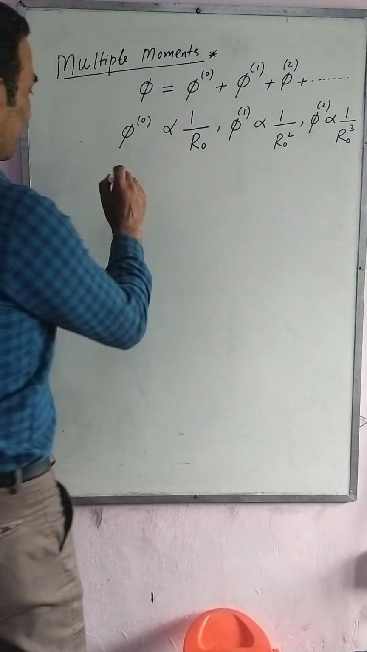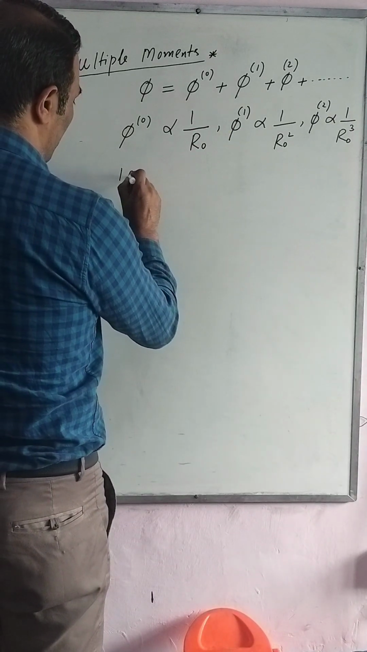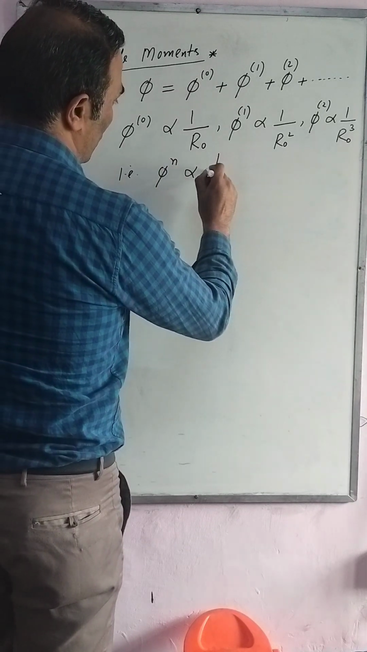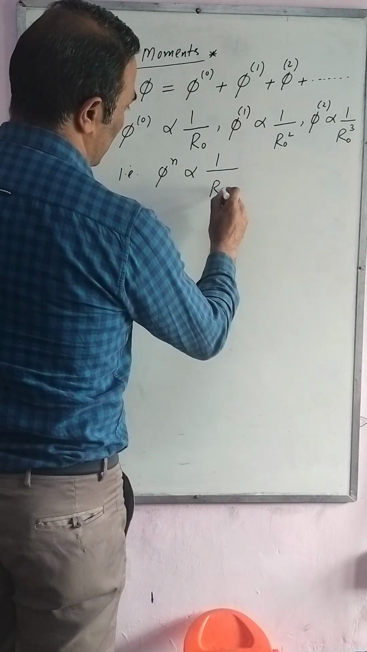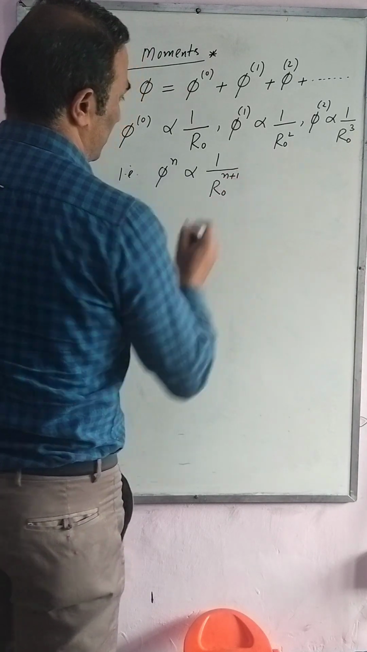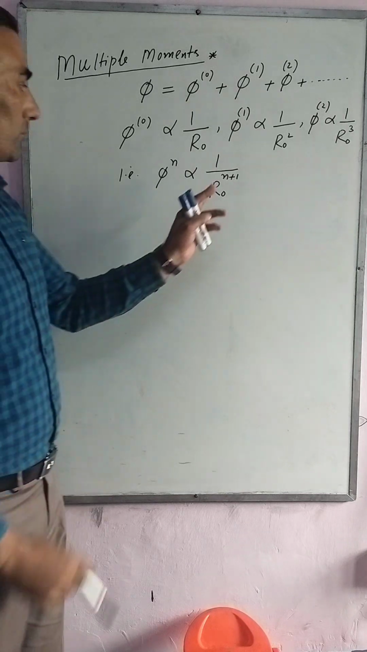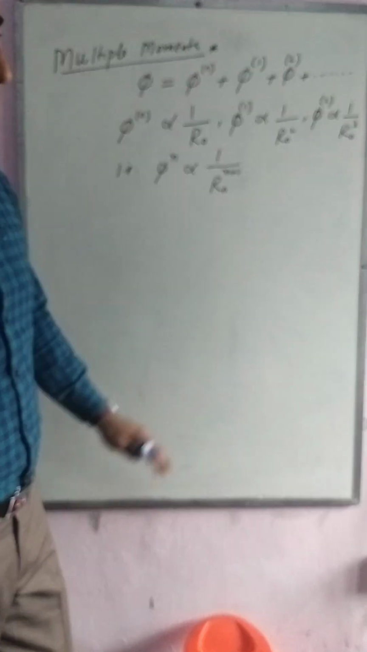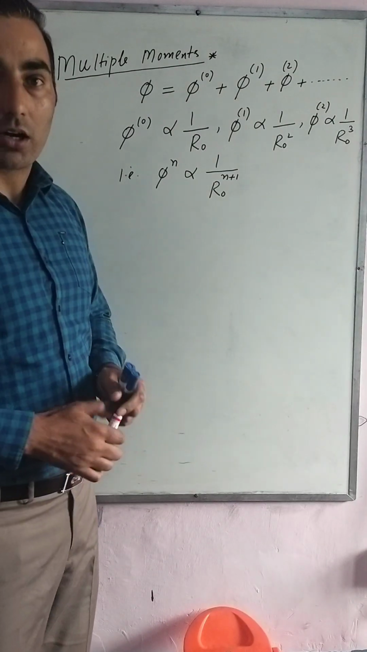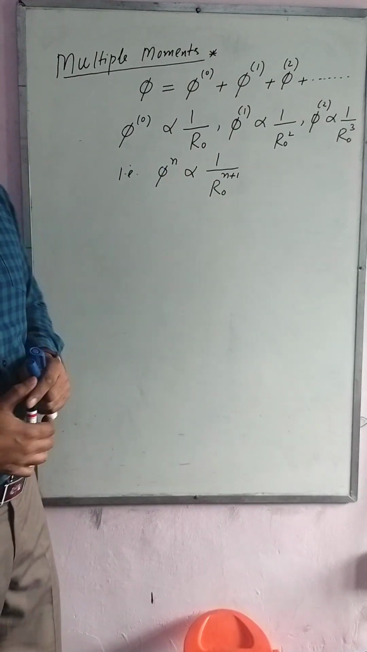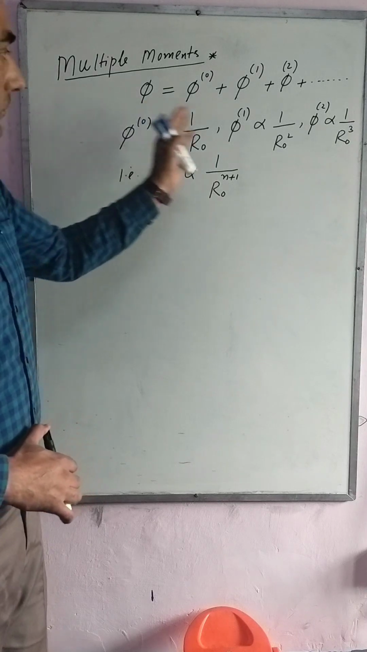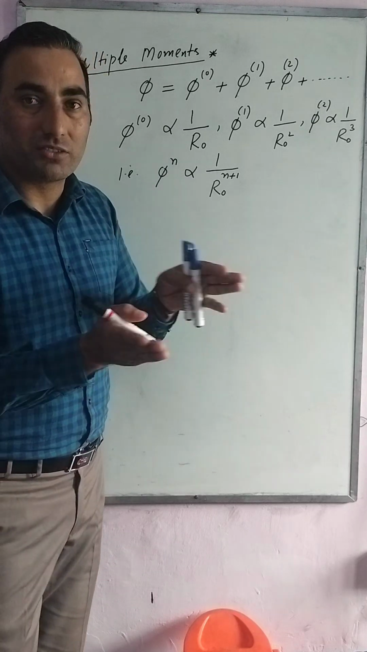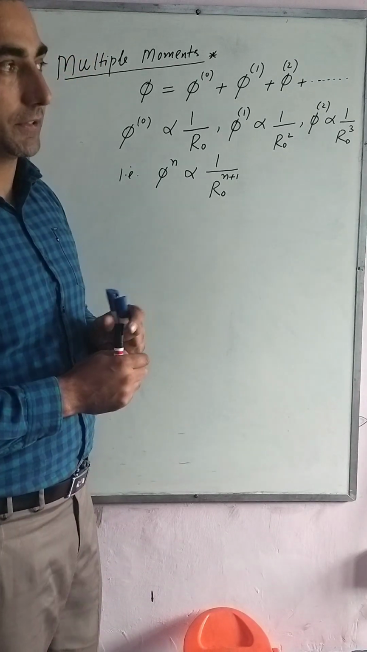Now, if we have enough of these terms, our phi n is proportional to 1 by r naught raised to n, corresponding to different values of n, for n equal to 0, 1, 2, 3. So it corresponds to all possible terms due to the monopole, dipole, quadrupole, or some higher moments also. If we talk about the quadrupole term, as I already told you, it is basically two dipoles oriented in antiparallel direction, right?